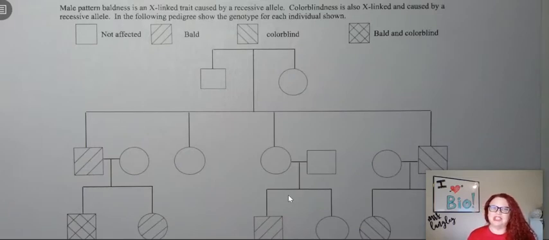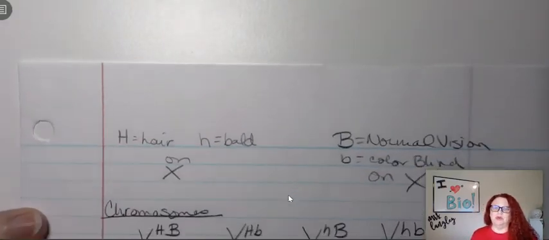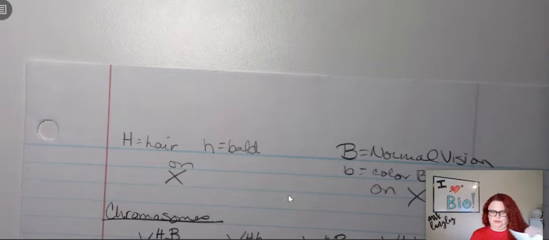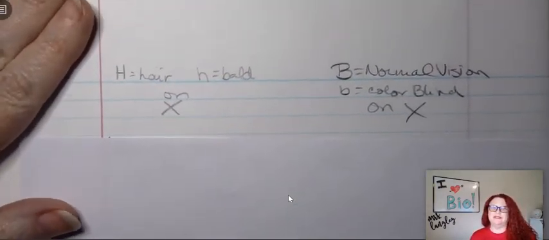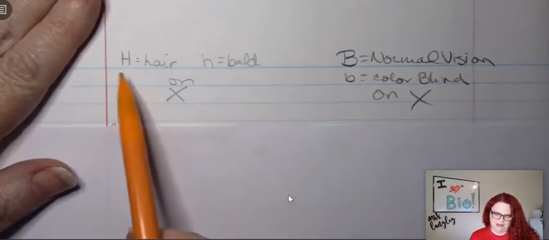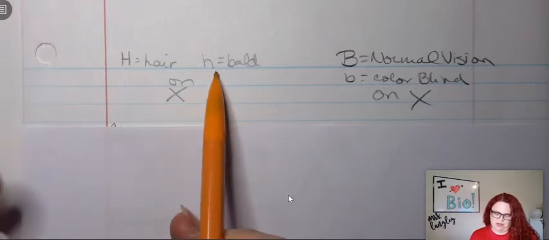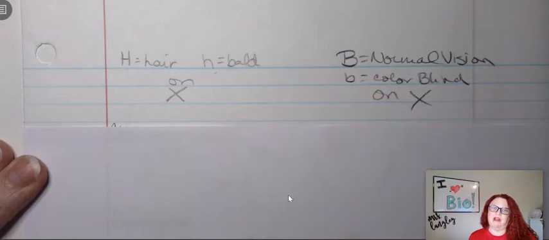Okay, we are looking at 2 different traits, male pattern baldness and color blindness. So the first thing that I'm going to do is set up all my information. I know that I have 2 traits on the X chromosome. I'm going to use H for hair, little h for bald, a capital B for normal vision, lowercase b for colorblind. They are on the X.